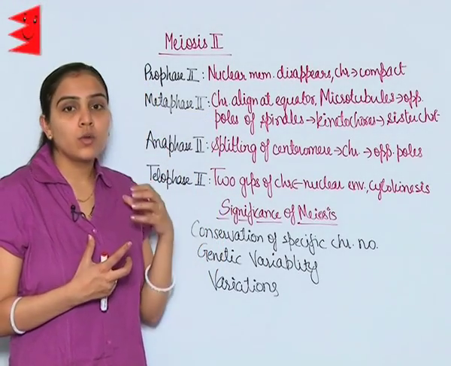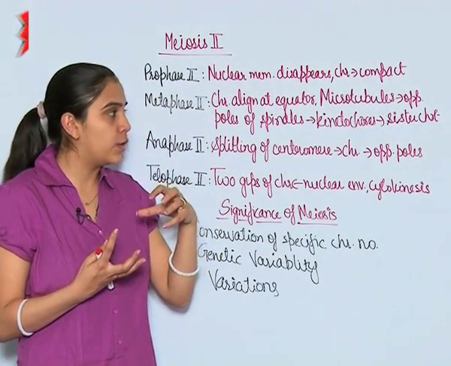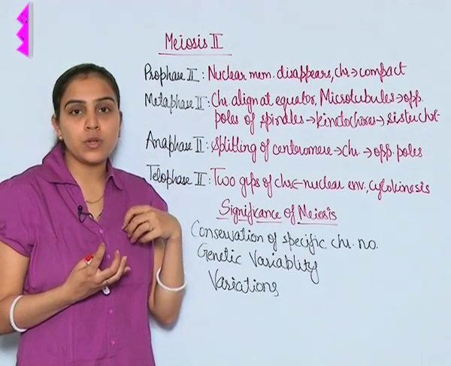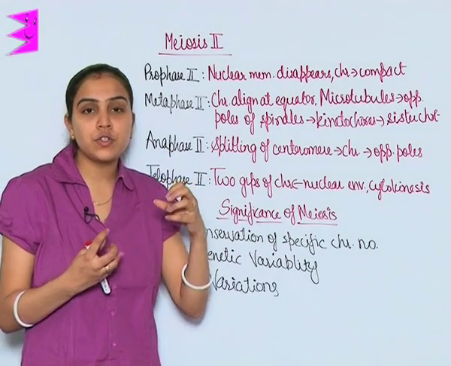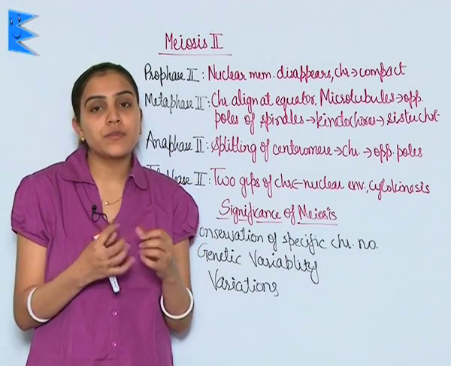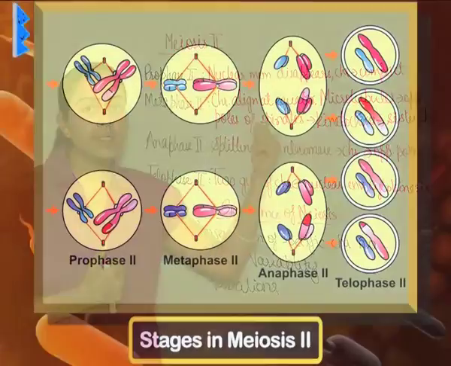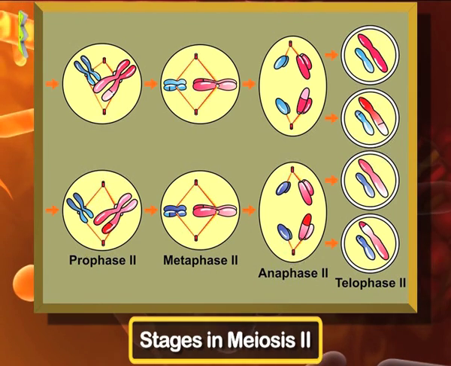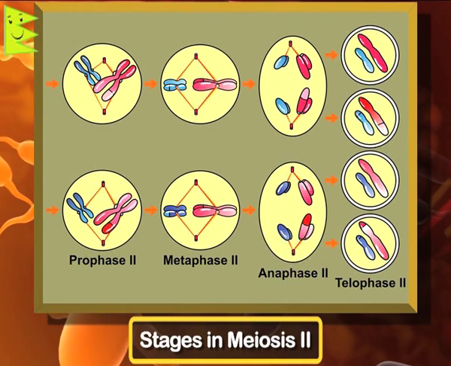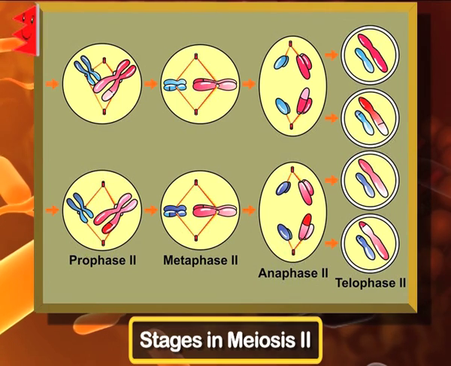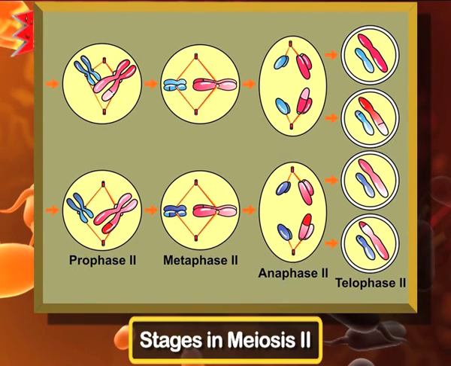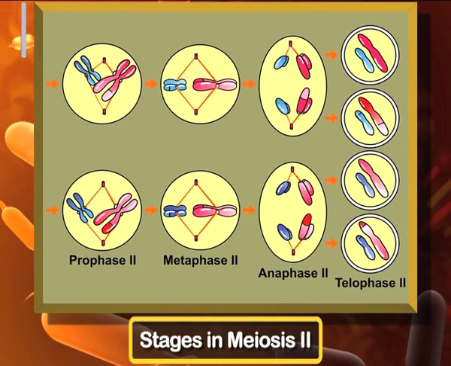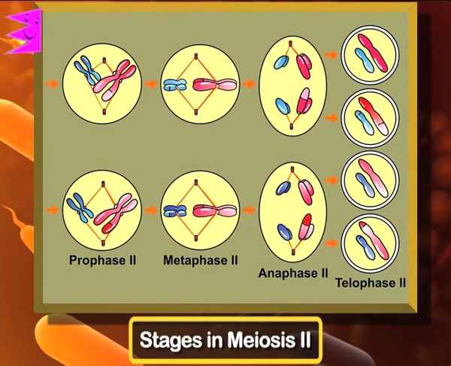Metaphase II. Chromosomes get aligned at the equator and microtubules from opposite poles of the spindle attach to the kinetochores of sister chromatids. You can see these two stages in the diagram. Anaphase II. Splitting of the centromere so that chromosomes get attached to opposite poles. You can see in the diagram how chromosomes are getting attached to two opposite poles.